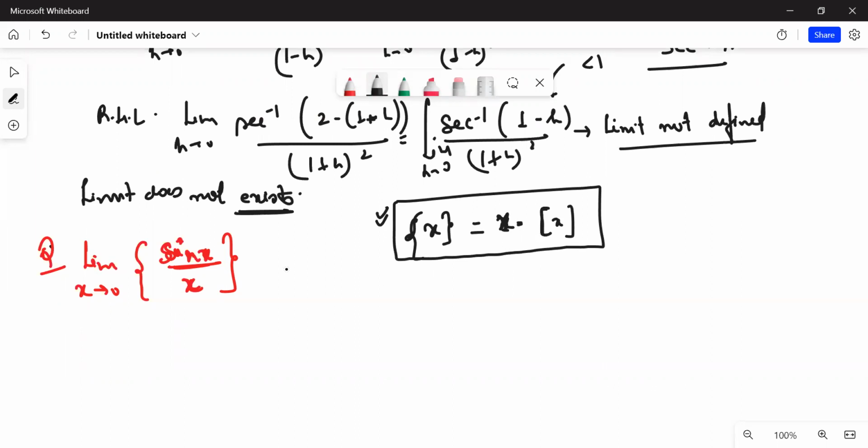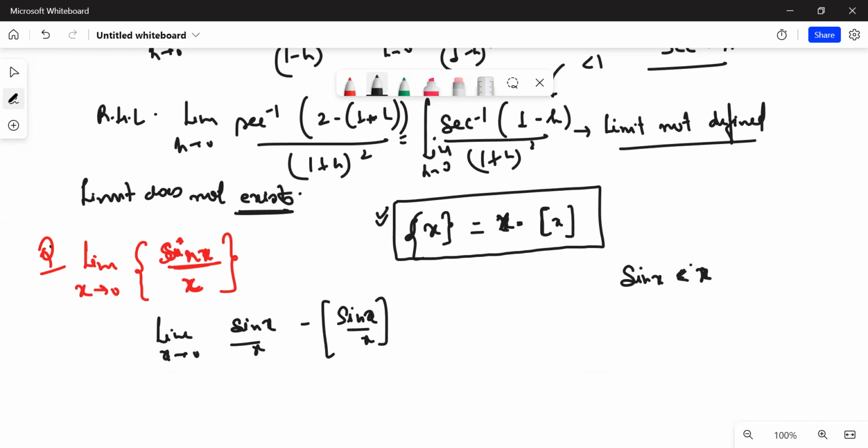The answer is 1. Let me write it as the limit x tends to 0 of sin x divided by x minus the greatest integer of sin x by x. On the very first day, I told you that in principle, always remember that sin x is always less than x. Tends to 0 case, they will be almost equal, but always sin x would be less than x.